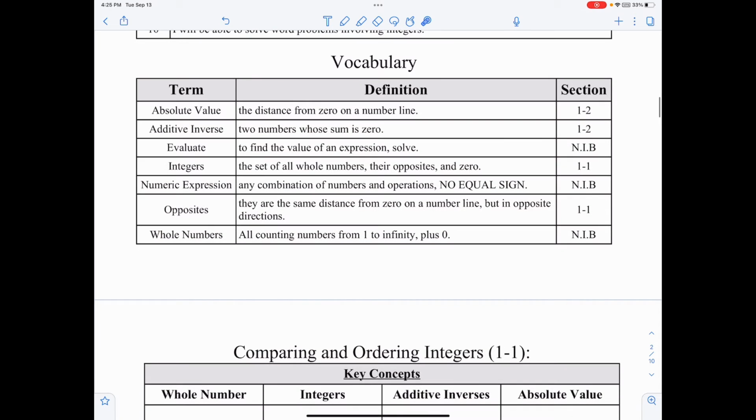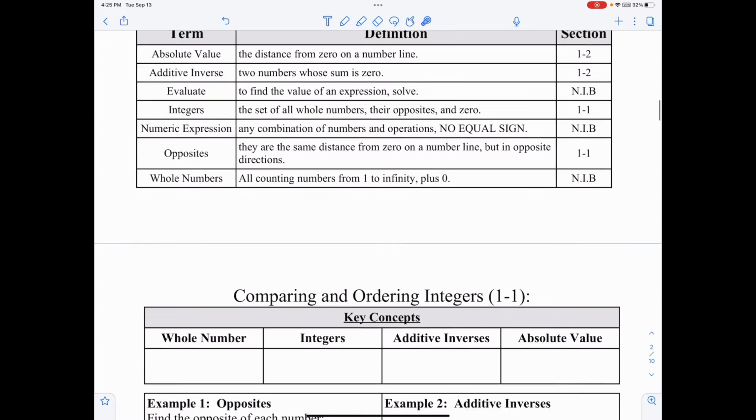This is your vocabulary section. So we list the vocabulary for the unit, its definition, and then where it's located in the textbook. So you can see, other than the not in book pieces here, you can know where to find that information.